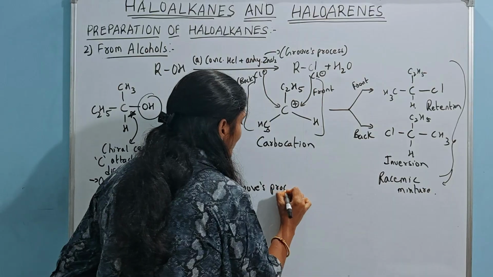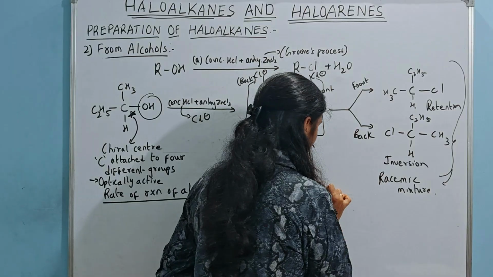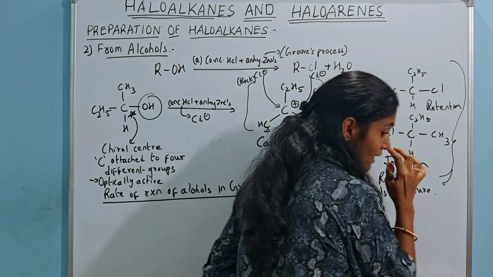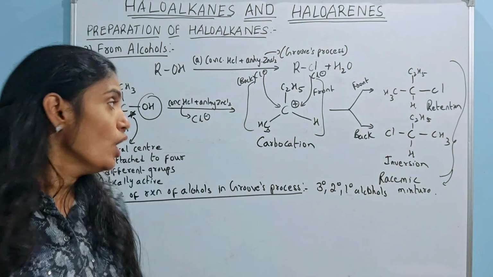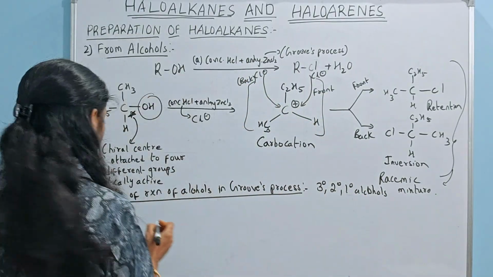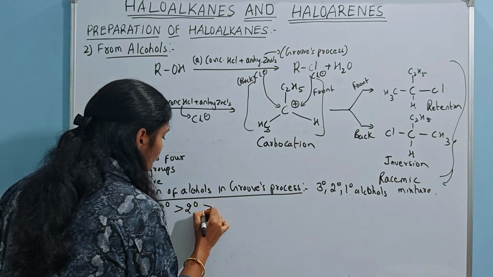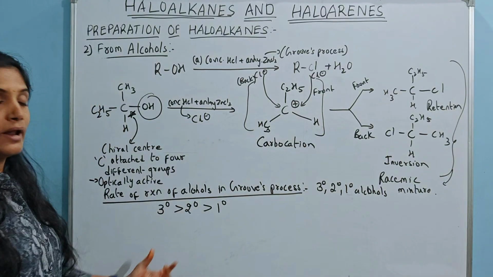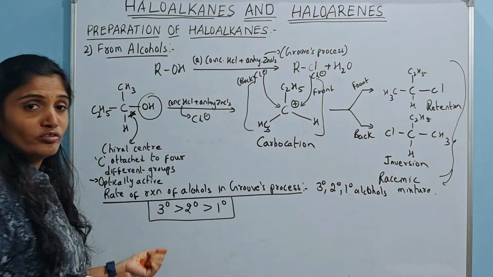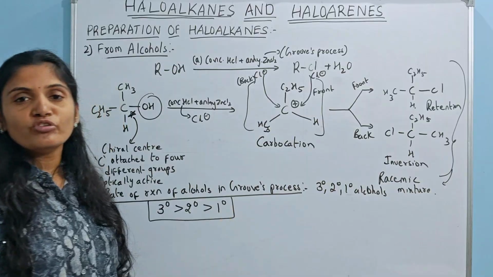We have three types of alcohols: tertiary, secondary, and primary alcohols. Now when we talk about the reaction of alcohols with Lucas reagent, what is the rate of the reaction of these three types of alcohols towards the Lucas reagent? Now if you see the reaction, tertiary alcohols are more reactive, then comes your secondary alcohols, and then comes your primary alcohols. This is the rate of reaction of your alcohols in Groove's process.